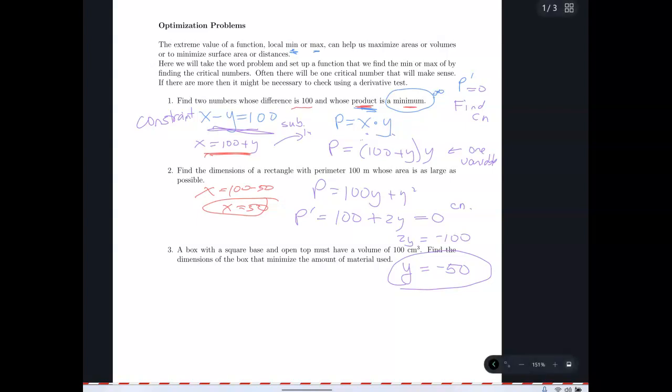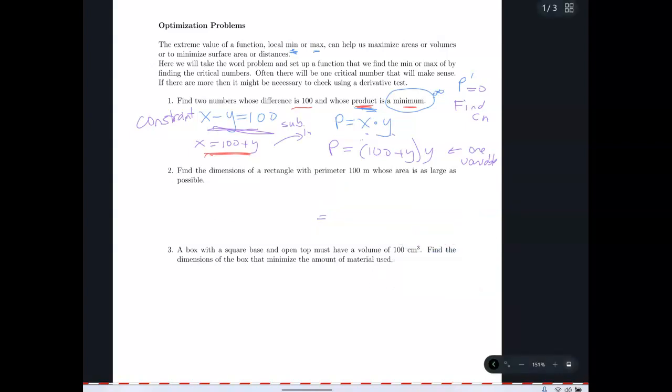All right, so let's go to the next one. So we're going to have a lot of physical things of perimeters and areas. Okay, so the dimensions of a rectangle, that's what we want to find. It has perimeter 100 meters. So you know perimeter would be 2 times L plus 2 times W, right? Going all the way around L, L, W, W, all the way around my rectangle.